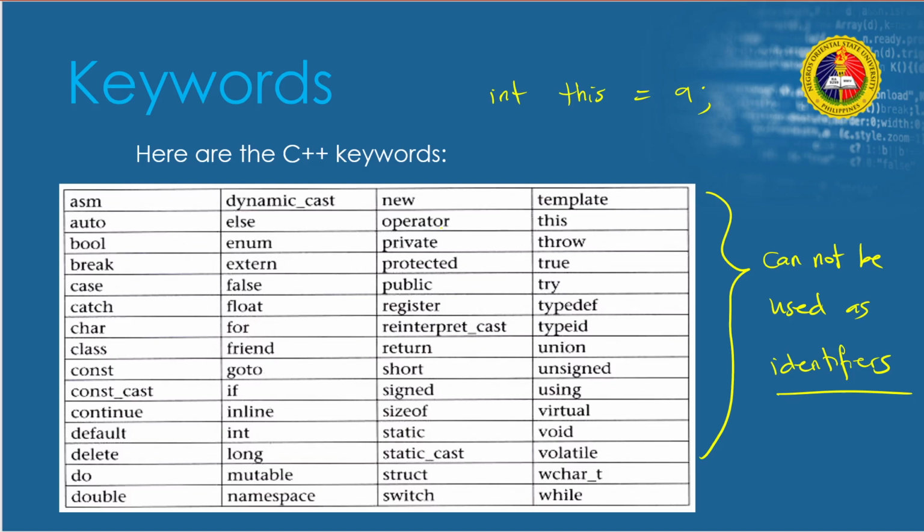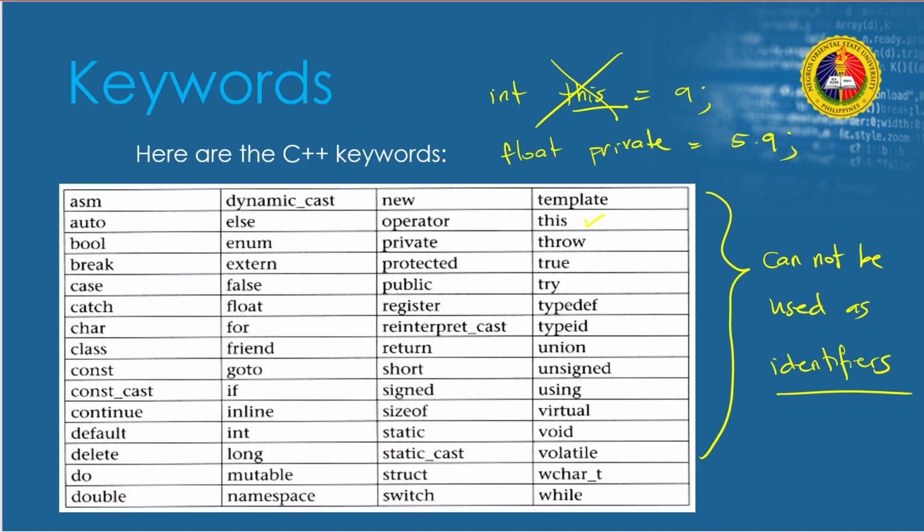Is this valid or not? Not. Okay, it's invalid. It's because private is a predefined identifier. So again, we can use whatever identifier that we want so long as it's not predefined. But we can use it for any other purposes. Let's say you want to use cout.